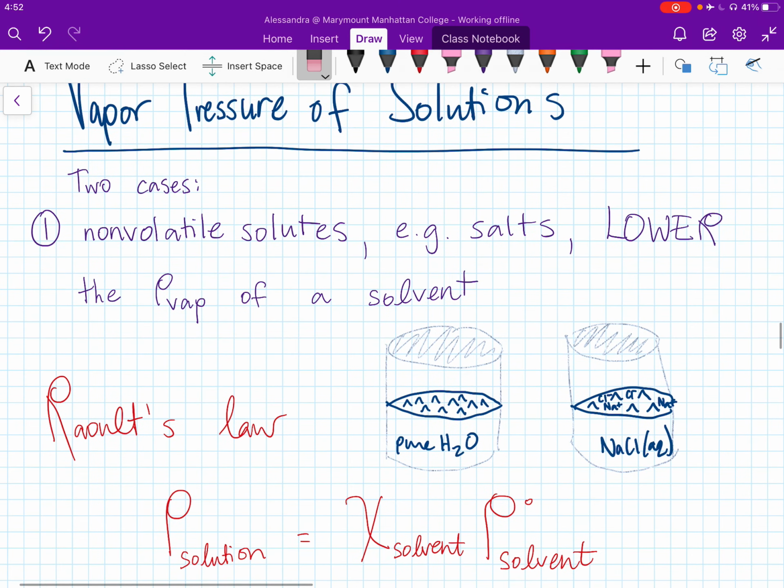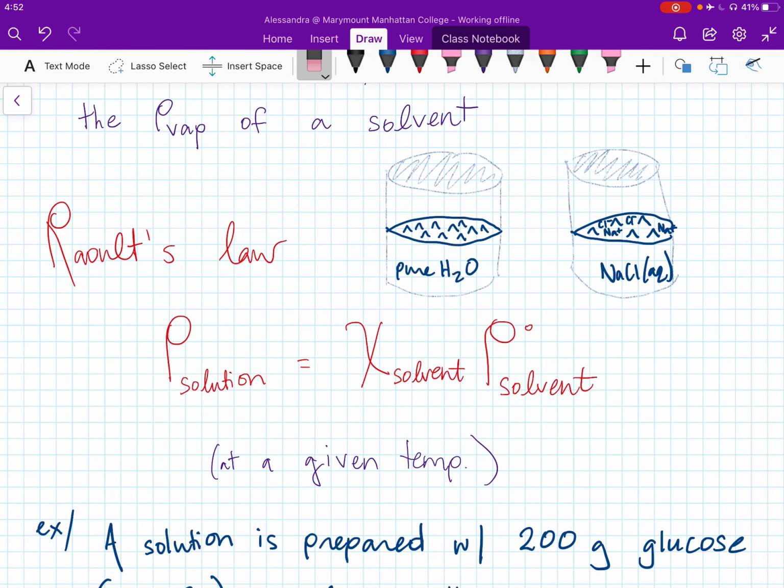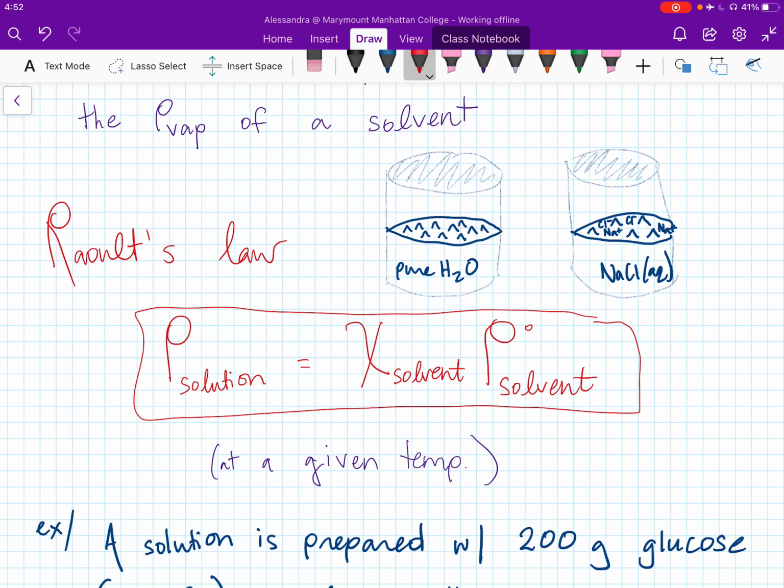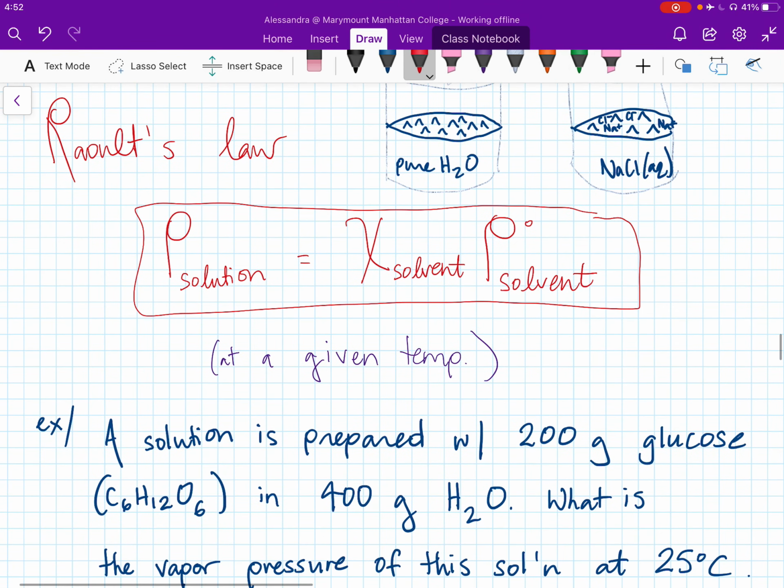And we can actually calculate this mathematically using a relationship called Raoult's law. Raoult's law tells us that the vapor pressure of a solution can be really easily calculated by taking the mole fraction of the solvent, not the solutes, the mole fraction of the solvent, that's a little confusing, multiplied by the vapor pressure of the pure solvent. And this is true at a given temperature because vapor pressure, of course, is temperature dependent. So now I want to do an example where we put Raoult's law into action so you can see how it works quantitatively.